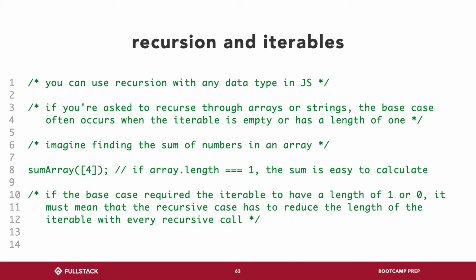So if the base case required the iterable to have a length of 1 or 0, it must mean that the recursive case has to reduce the length of the iterable with every recursive call, right? So instead of subtracting num minus 1, you could do array.slice of 0 to array.length minus 1, right? So you take everything off the array, so you get one thing, and then return that value. It'll kind of do the same thing. You guys understand? It's the same logic, except a different data structure.